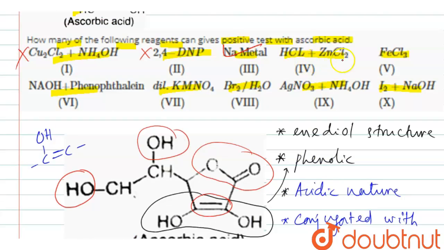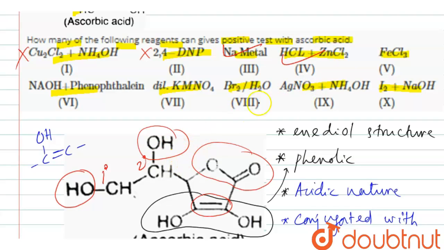Then next is HCl and zinc chloride. You know this is Lucas reagent, and Lucas reagent is for alcohols. Here this one is primary and this one is secondary alcohol. The primary OH will not react, but only the secondary alcohol OH group will react with HCl and zinc chloride to form an alkyl halide.